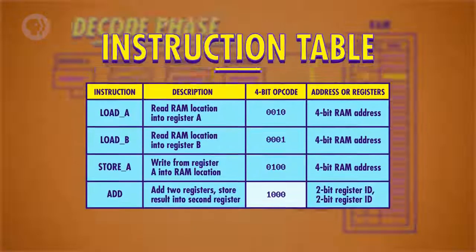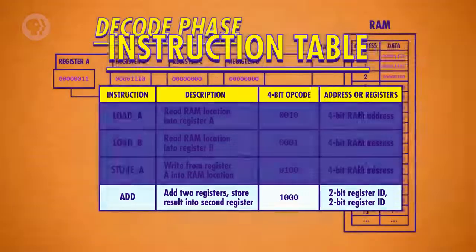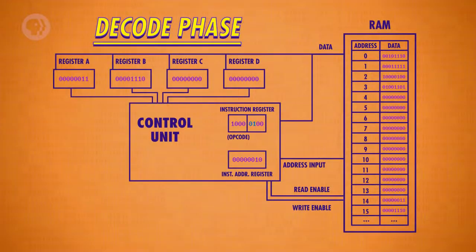10000100. That opcode 1000 is an add instruction. Instead of a 4-bit RAM address, this instruction uses 2 sets of 2 bits. Remember that 2 bits can encode 4 values, so 2 bits is enough to select any one of our 4 registers. The first set of 2 bits is 01, which in this case corresponds to register B, and 00, which is register A. So 10000100 is the instruction for adding the value in register B into the value in register A.